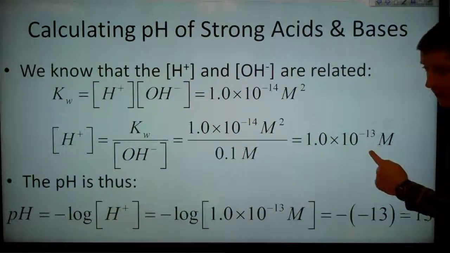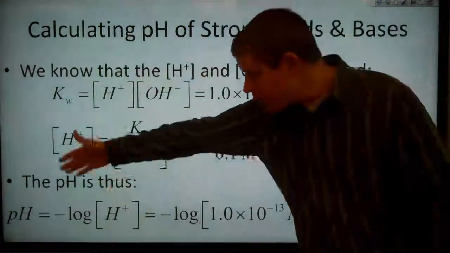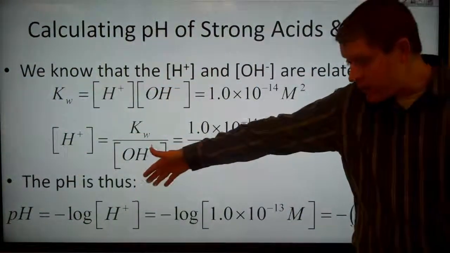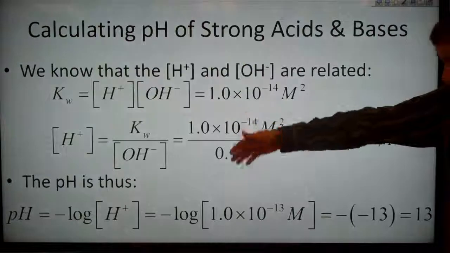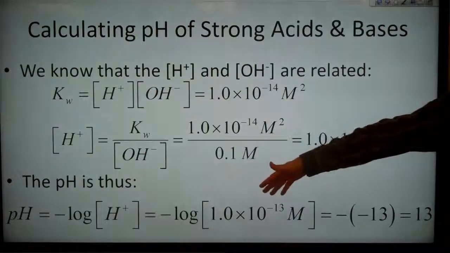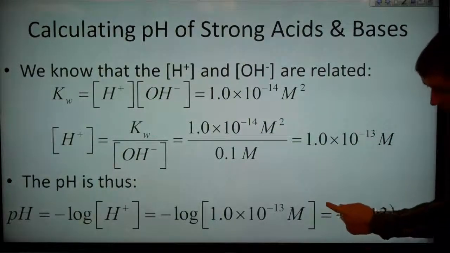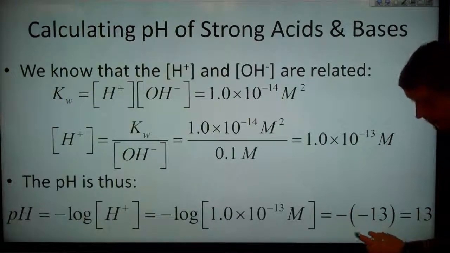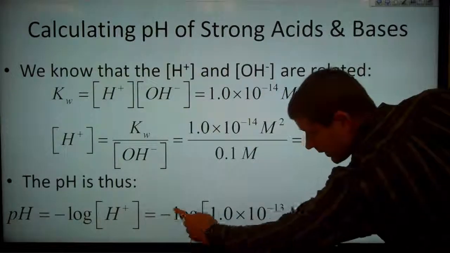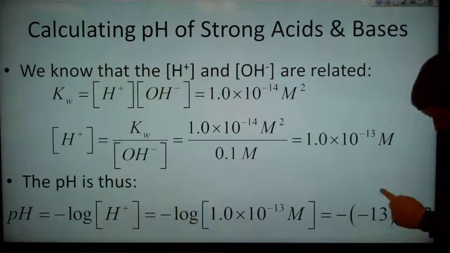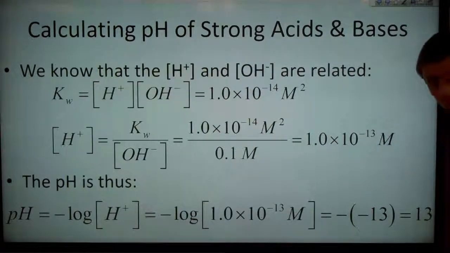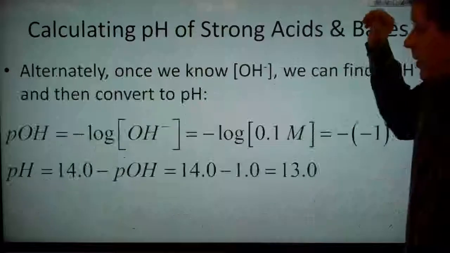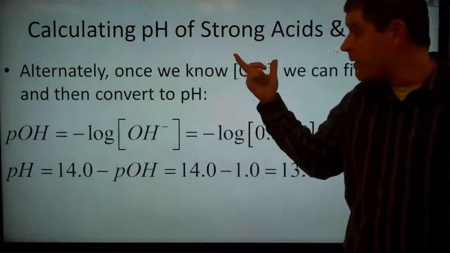And that means when we plug it in, pH is equal to minus log base 10 of the hydrogen ion concentration, which is minus log base 10 of 1.0 times 10 to the minus 13. The log of 10 to the minus 13 is negative 13. You need to keep that negative sign from in front of the log, so negative times negative gives us a positive pH of 13. So that's one way we could calculate it.